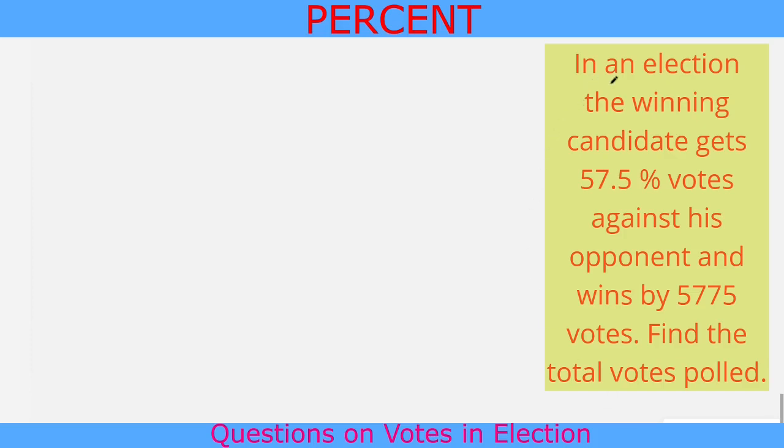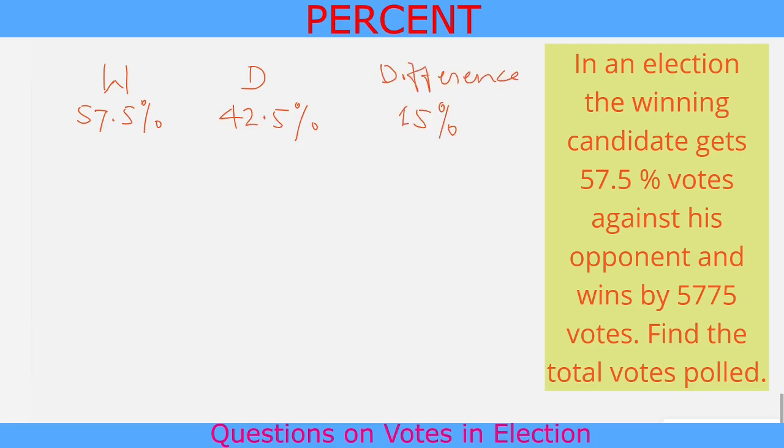The question is, in an election, the winning candidate gets 57.5% votes against his opponent and wins by 5,775 votes. Find the total votes polled. The winning candidate gets 57.5%. The defeated candidate therefore gets 100 minus 57.5, that is 42.5% votes. And the difference between the two candidates is 15% votes. 57.5 minus 42.5 equals 15%.